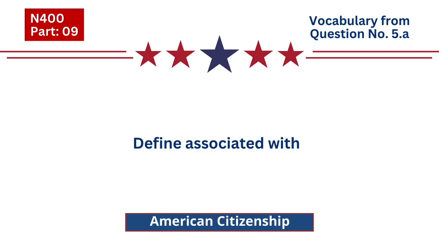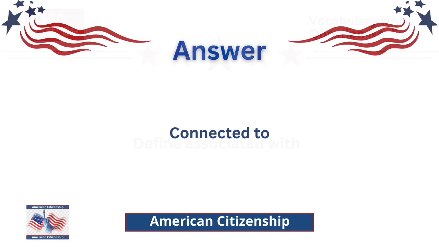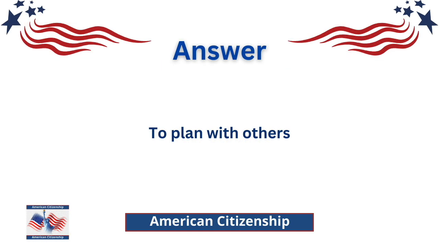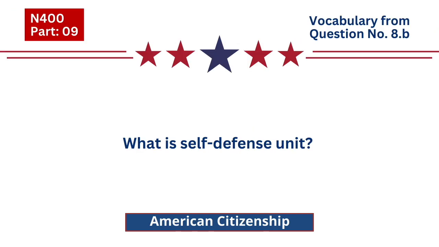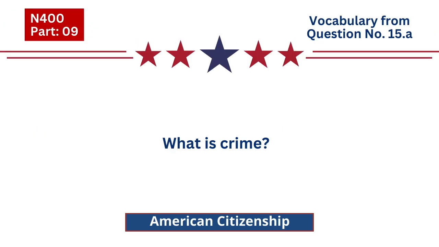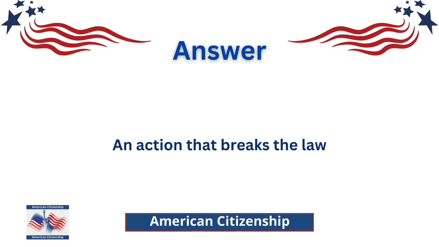Define, associated with. Connected to. Define, conspire. To plan with others. What is self-defense unit? A group that protects a community using weapons. What is crime? An action that breaks the law.